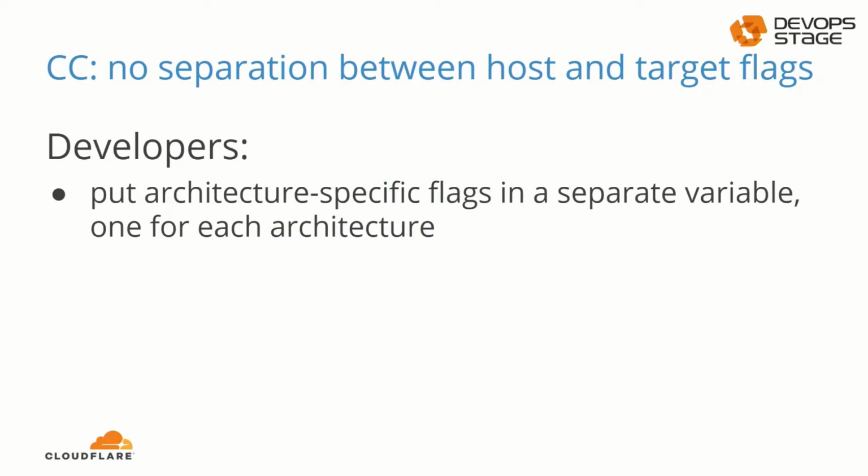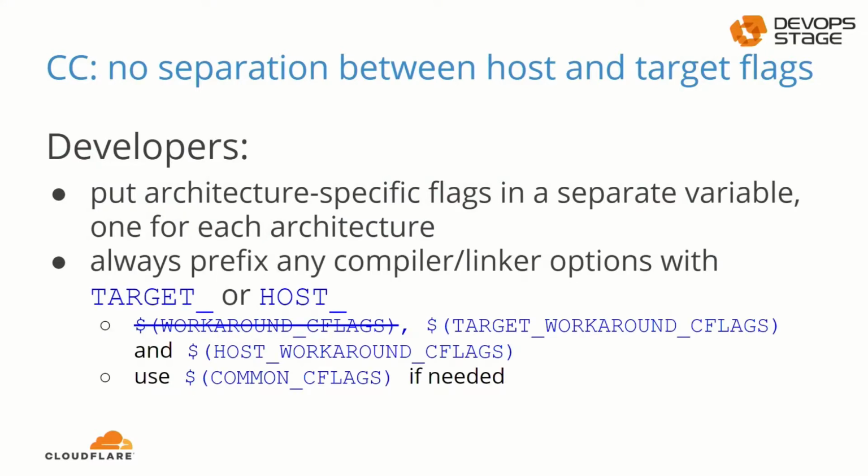And so for developers, again, the advice is you should put your architecture-specific flags in a separate variable, one for each architecture. Also, always prefix any compiler and linker options with target or host, because when you modify your build system, you'll clearly see if these compiler flags are for binaries for the target architecture or for the host architecture.